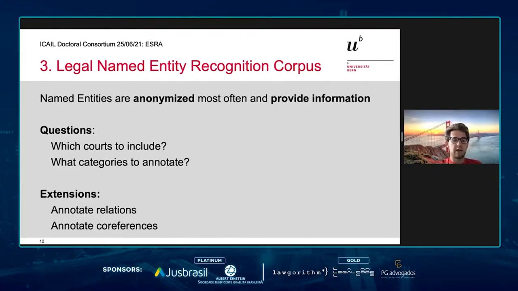So here we have some questions which are: which courts should we include? Should we build a very broad data set with few annotations per court, or rather a very deep data set with few courts, but a lot of annotations? And then also what categories to annotate. So how fine-grained should it be? As extensions, we could also annotate relations or coreferences in this corpus.